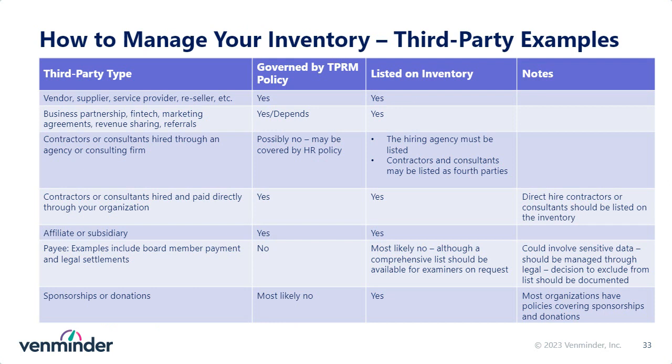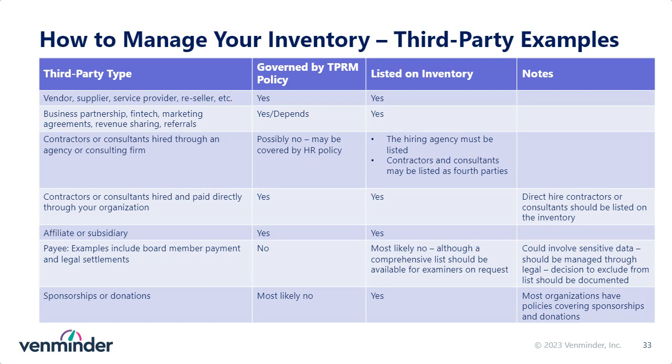All right, just to touch base on the inventory for a moment, because this is such an important component of the regulatory expectations, there are some things to think about here. The first is that different third-party types may potentially be managed by another policy. We mentioned it before, like an HR or sponsorship and donation policy, but whether or not they should be listed on the inventory, let's just walk through this a little bit.